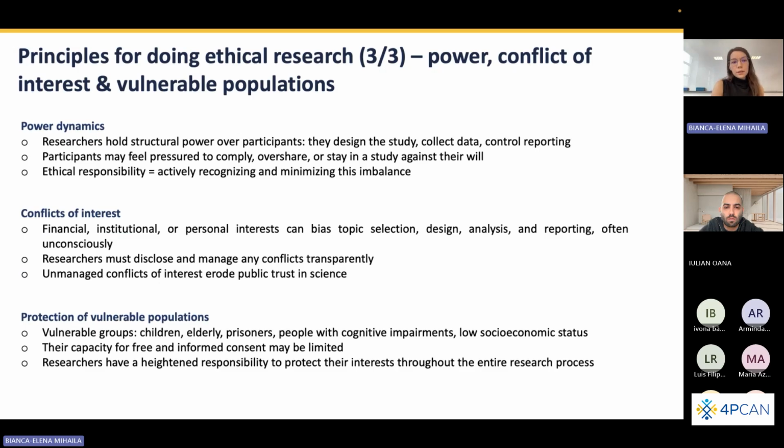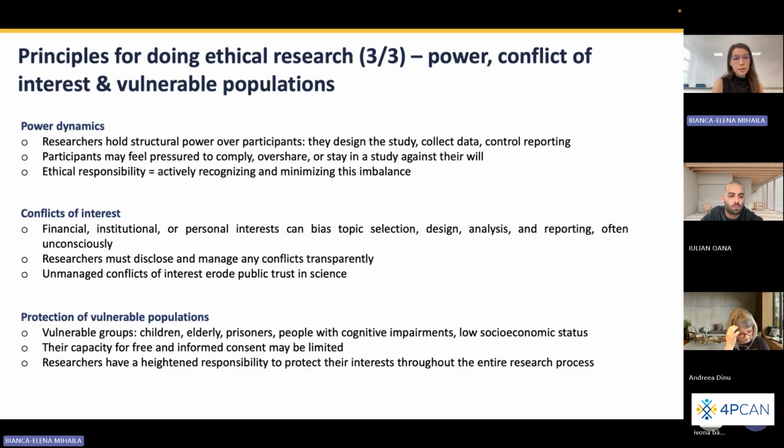In terms of power and conflict of interest, there is something that we need to keep in mind, this idea of power dynamics, because researchers hold a kind of power over participants, because they are designing the study, they are collecting the data, they are talking with participants, they are controlling the reporting and the dissemination processes, and there are some cases where participants, for example, may feel some pressure to respond to different surveys or to fill in some questionnaires.